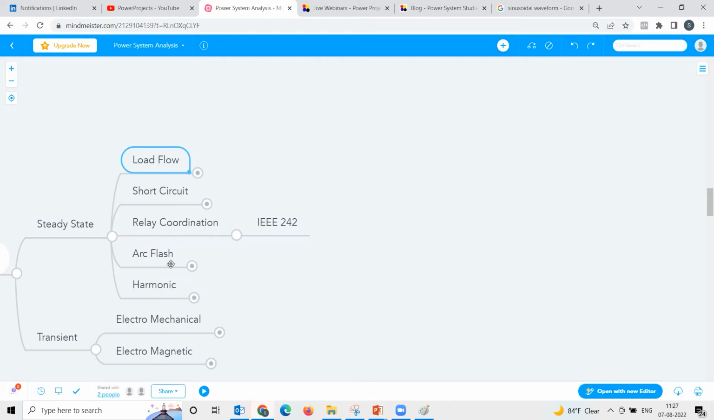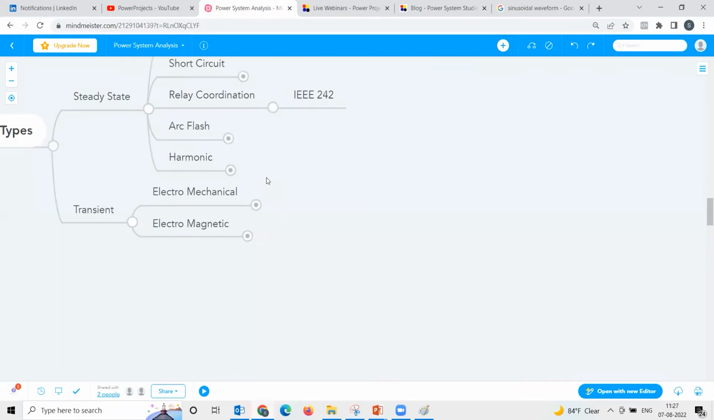Harmonics, IEEE 519 2014. What's the voltage harmonic distortion which you need to maintain at the point of common coupling? What's the total demand distortion which you need to maintain for the current at the point of common coupling? All are specified in IEEE 519, and you have to meet it. This is also a steady state analysis.